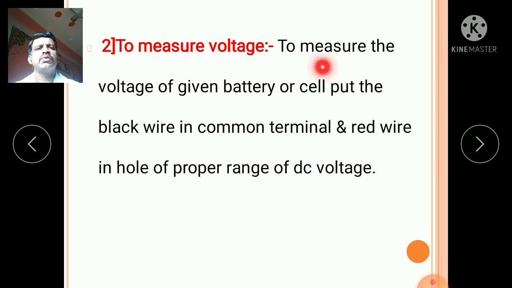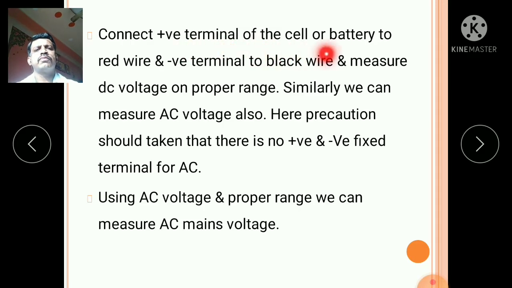To measure voltage, measure the voltage of a given battery or cell. Put the black wire in the common terminal and the red wire in the hole of the proper range of DC voltage. Connect the positive terminal of the cell or battery to the red wire and the negative terminal to the black wire, and measure the DC voltage on the proper range. Similarly, we can measure AC voltage also. Here a precaution should be taken that there is no fixed positive and negative terminal for AC. Using AC voltage and the proper range, we can measure AC mains voltage.